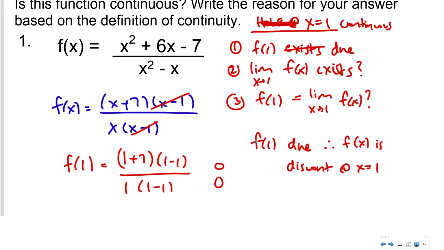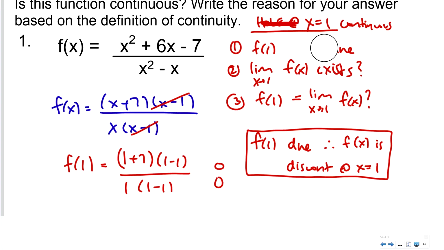That would be the answer, and we're pretty much done, we can put our pencil down. We said that this function is discontinuous because f of 1 does not exist. But if we wanted to consider the second situation, does the limit as x goes to 1 of f of x exist? So let's start all over. To prove discontinuity at x equals 1, we just need to show one of these things is not true. So let's go back and look at number 2. Does the limit of f of x exist?